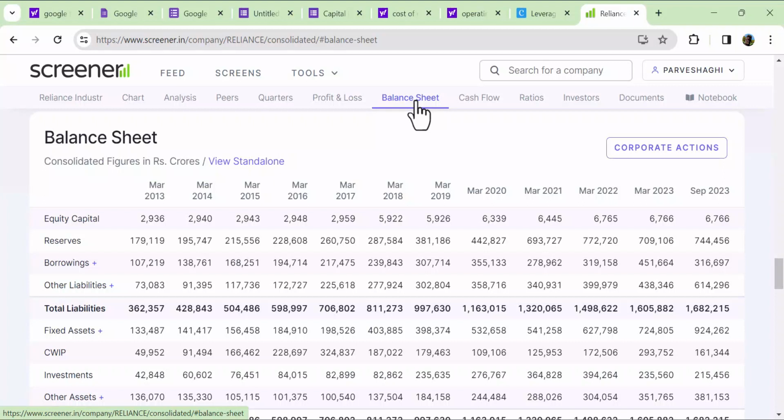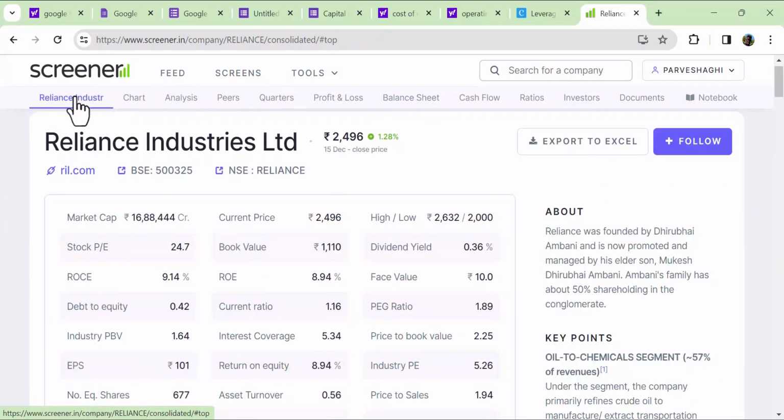And the borrowings have also been growing from 1 lakh crore to 3 lakhs. Last year it was 4.5 lakhs, but they have repaid a lot of money as loan. So they're left with now 3 lakh 16,000 crores. Is that clear? Fine.